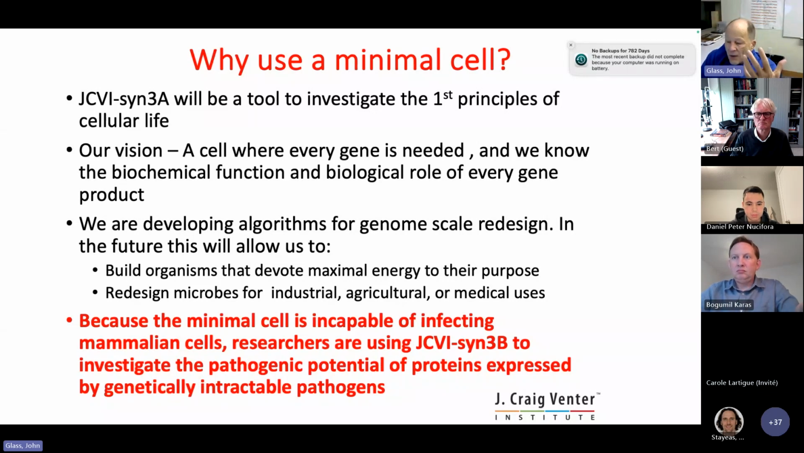So I think that there are just lots of things that we can do with this cell, and I'm so looking forward to hearing what all of you who are assembled today have got.